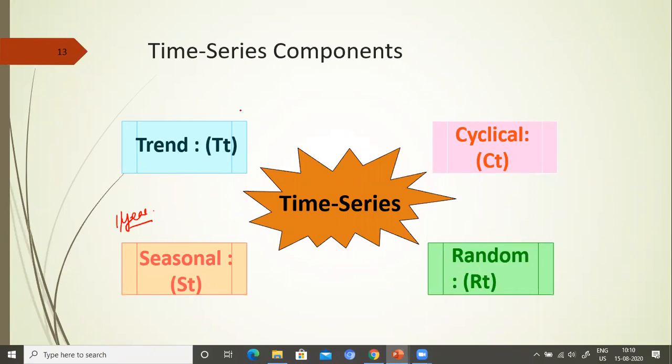So this is basically the overall direction. These are seasonal fluctuations. Then you have random. This is something we call the unmodelable or unpredictable part.